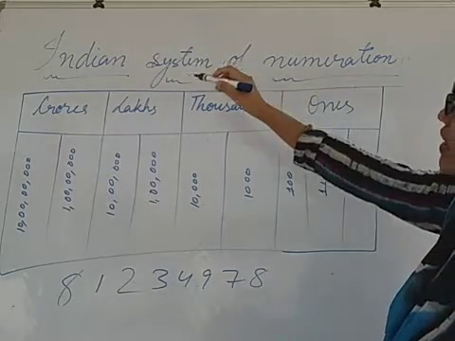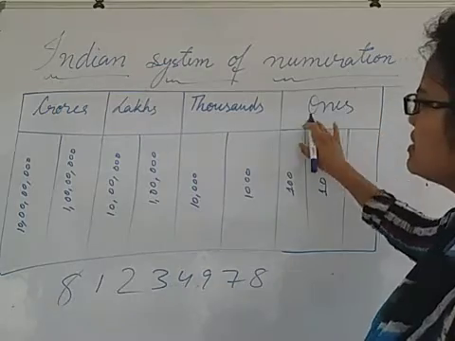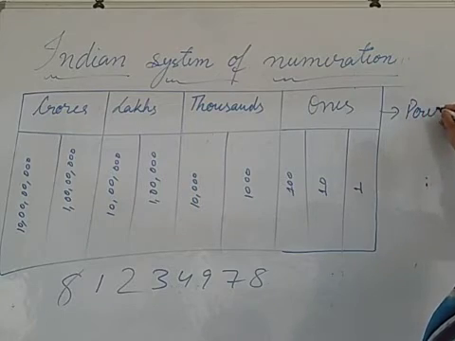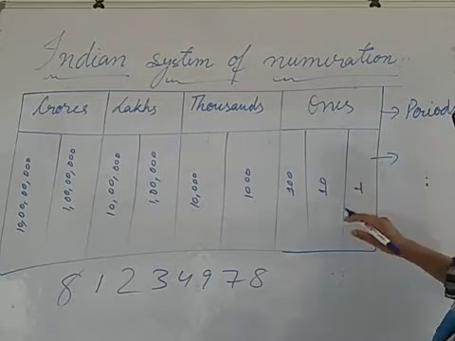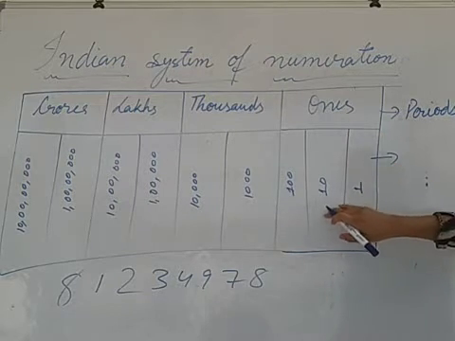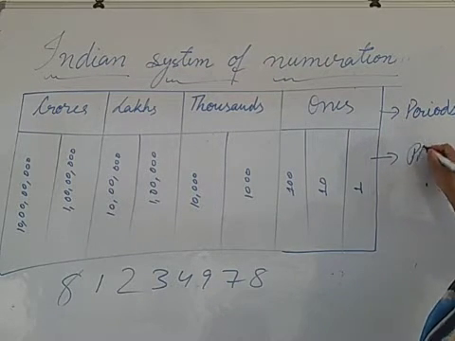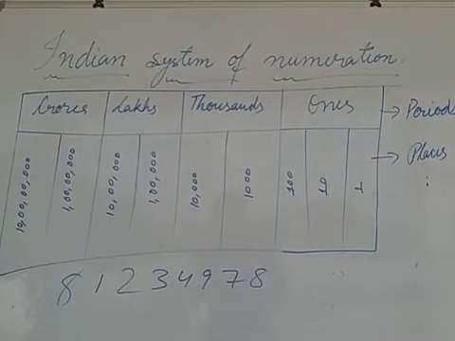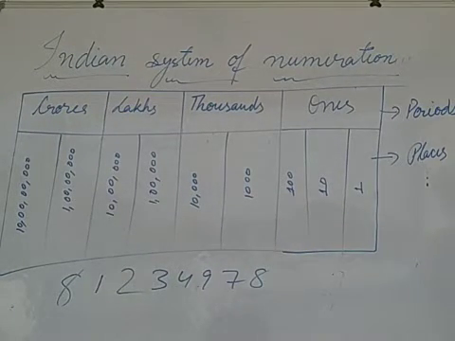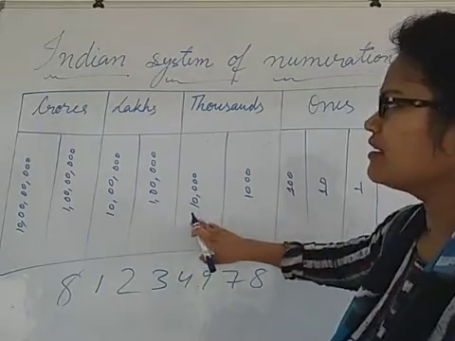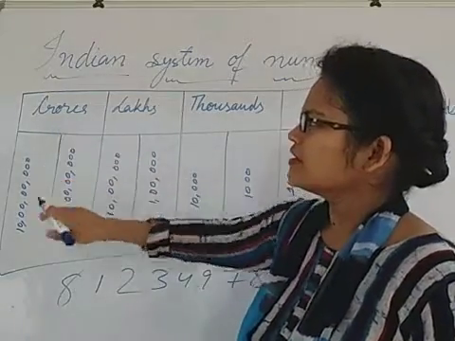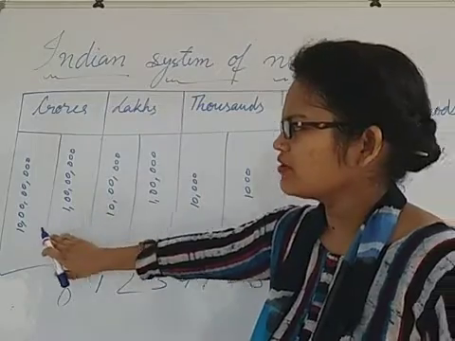In the Indian system of numeration, the periods are ones, thousands, lakhs, crores. These are known as periods. In the ones period, the places are ones, tens and hundreds. These are known as places. In the thousands period, places come 1000 and 10,000. In the lakhs period, places come 1 lakh and 10 lakh. In the crores period, places come 1 crore and 10 crore.